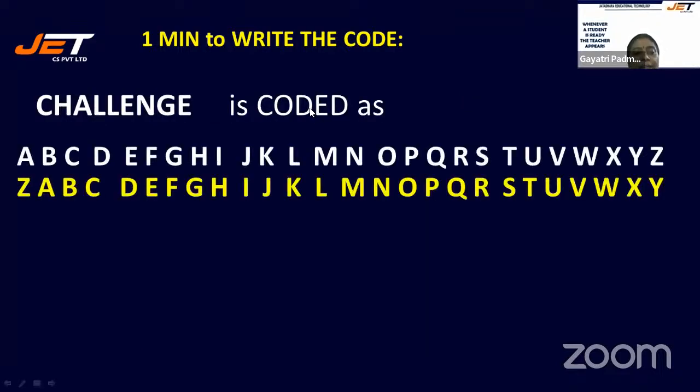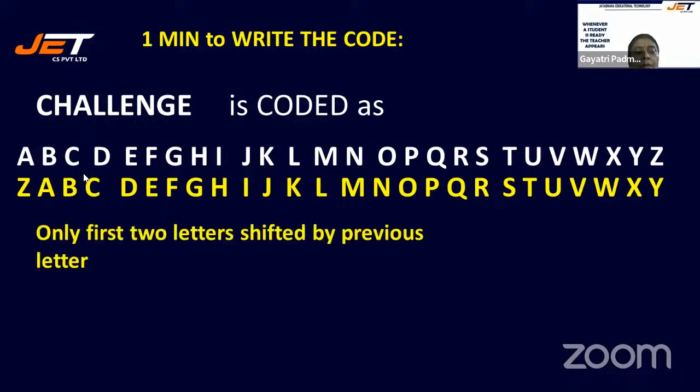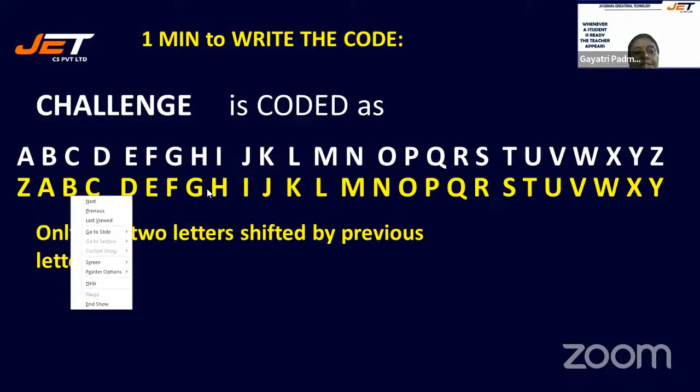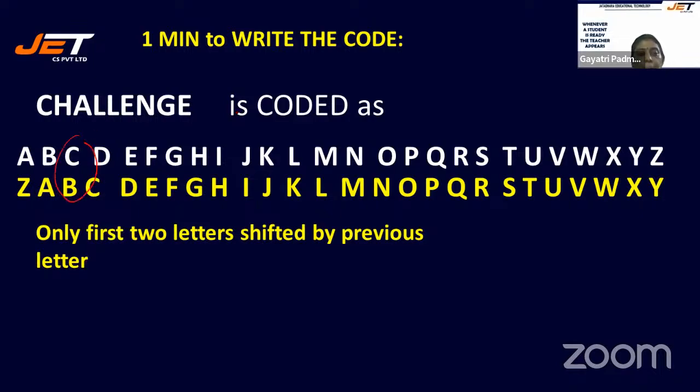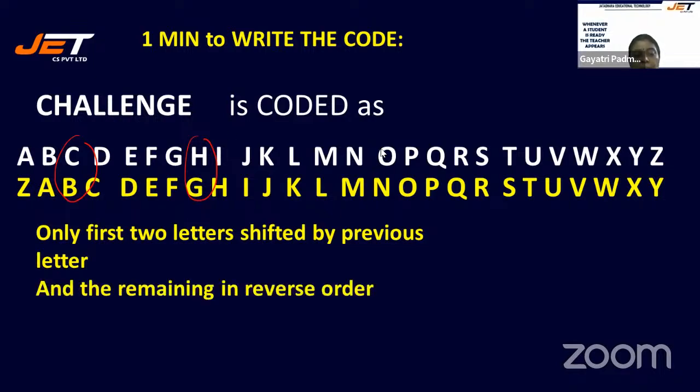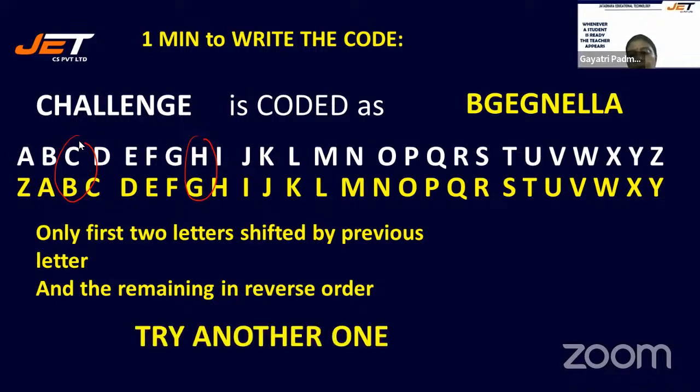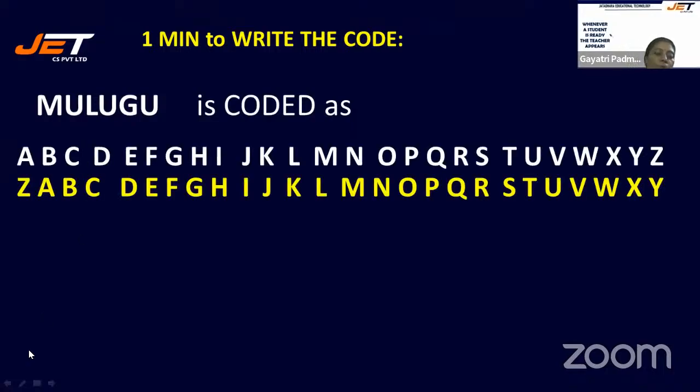Now challenge. How do we write challenge? See here. For C, only the first two letters are shifted by the previous letter. That is B. And for H, it is G. So BG, and the remaining in reverse order, which means EGNELLA. So BGEGNELLA.